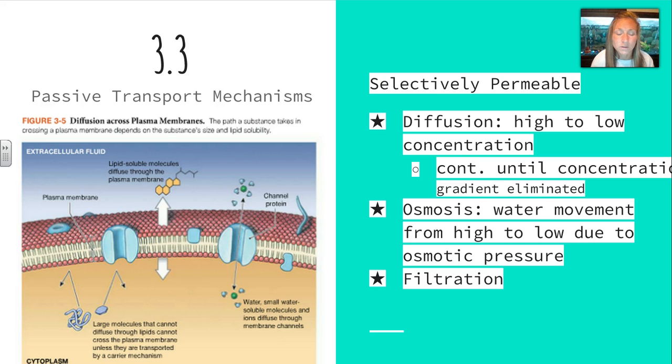And then there's also filtration, which can separate solutes from a liquid. We don't really talk about that too much. We'll really emphasize the understanding of diffusion and osmosis.